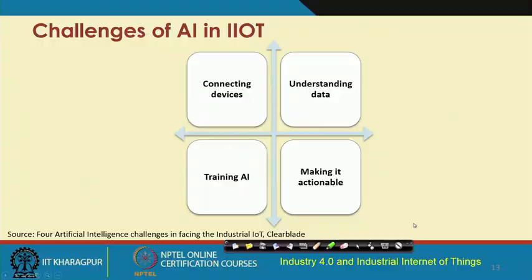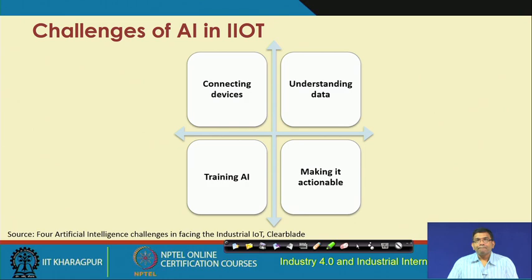There are different challenges of AI in IIoT. Connecting different devices, understanding the data, training the data, making it actionable, making the machines actionable, these are all different challenges of the use of AI in IIoT. I do not need to explain each of these, but the only thing that I would like to highlight is the training. Training is very important, because you are using past data to train the machines to do something better in the future. That is one type of learning, in fact, in AI.